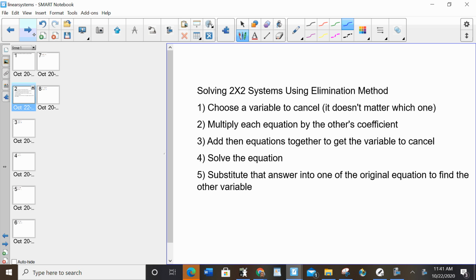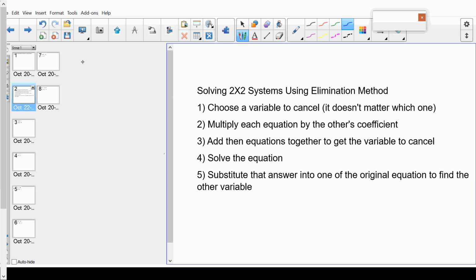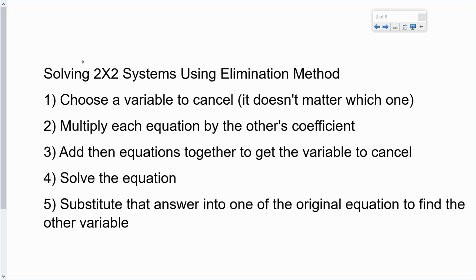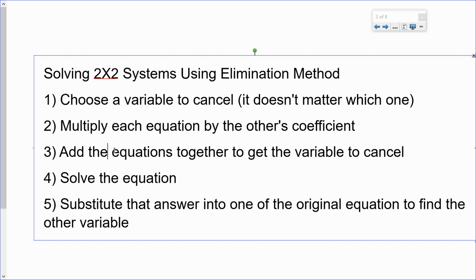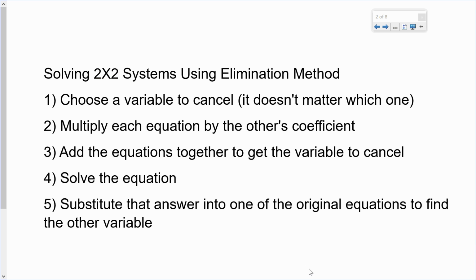We're going to multiply each equation by the other's coefficient. We are then going to add the equations together to get the variable to cancel. And then we're going to solve the equation. Once we solve that equation, we're going to substitute that answer into one of the original equations to find the other variable. I guess I typed this out too fast and had a couple little typos.